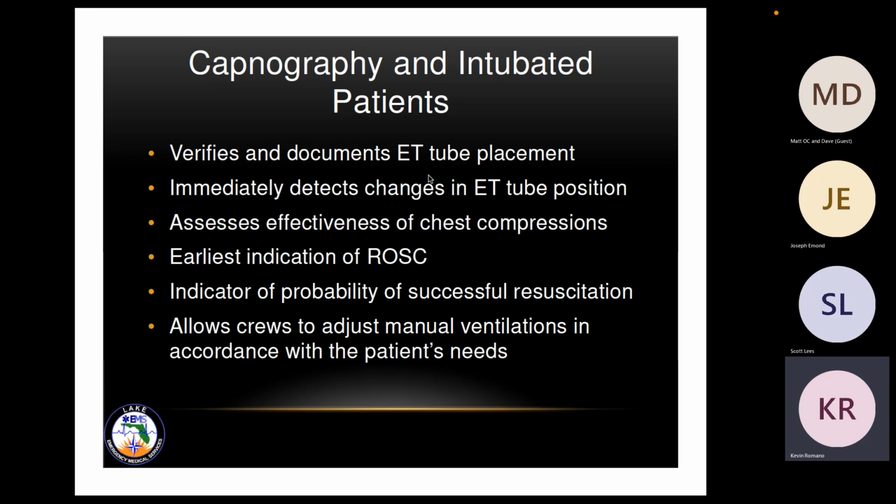Capnography in intubated patients verifies and documents ET tube placement, immediately detects changes in ET tube positioning, assesses effectiveness of chest compressions, gives an early indication of ROSC, is an indicator of probability of successful resuscitation, and allows crews to adjust manual ventilations in accordance with patients' needs. So if we're using the BVM. In the world of interfacility transport, it will also help us determine if we need to increase respiratory rate, increase your I times, or change tidal volume. A lot of that will help us make determinations on how we're going to treat our patient even during transport, because there are times where ventilator management has to be done.